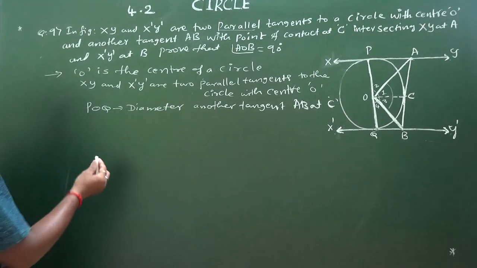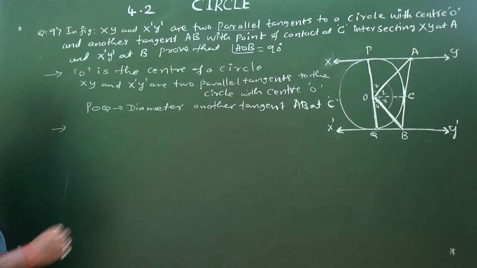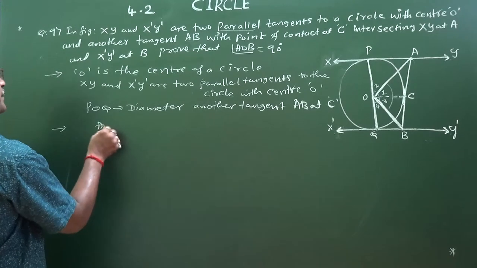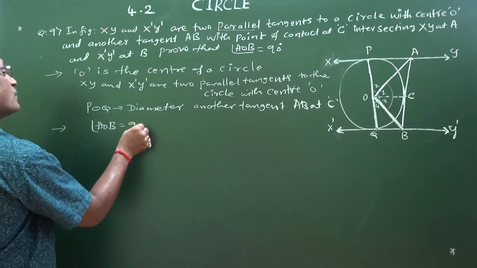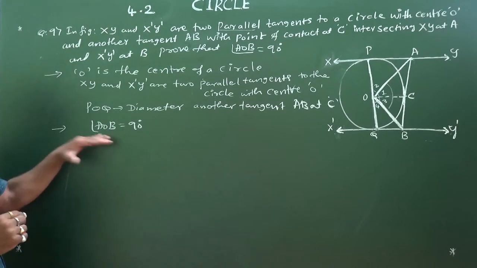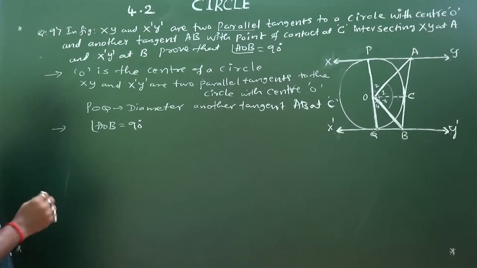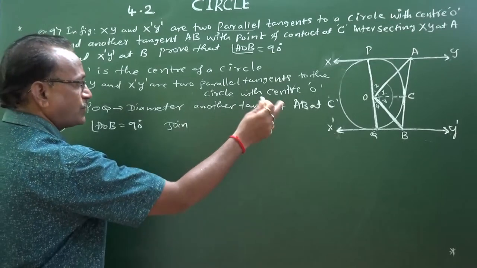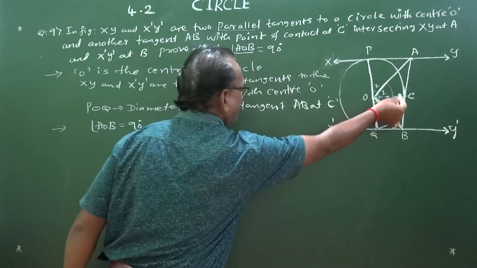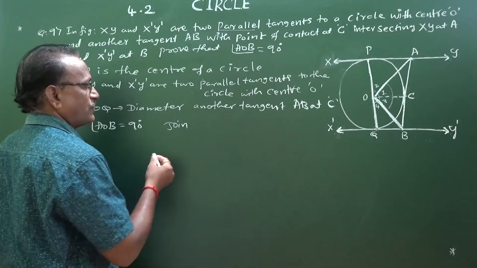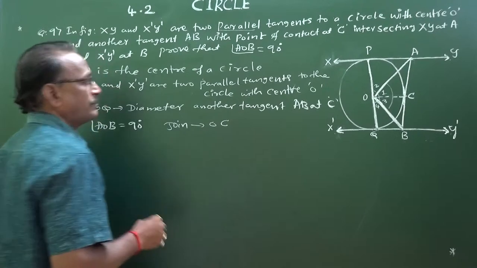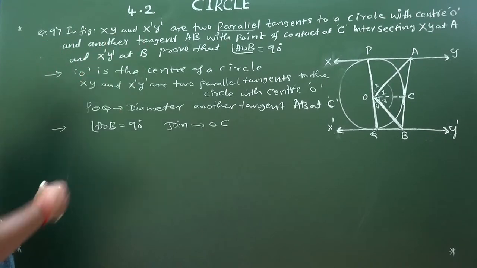Now, what should we prove? These are all given. To prove: angle AOB is equal to 90 degrees. We have to prove this one. And construction: join OC. The dotted line in the figure always indicates construction. Join OC to the tangent AB.